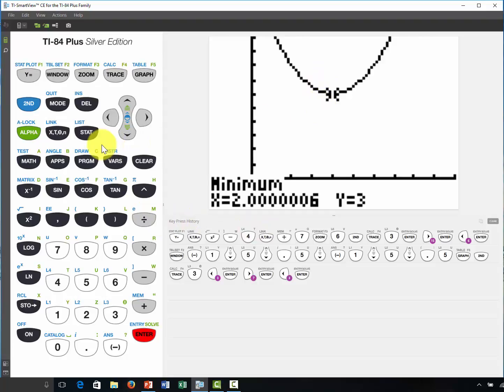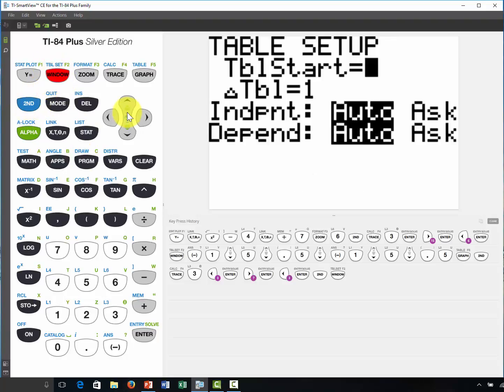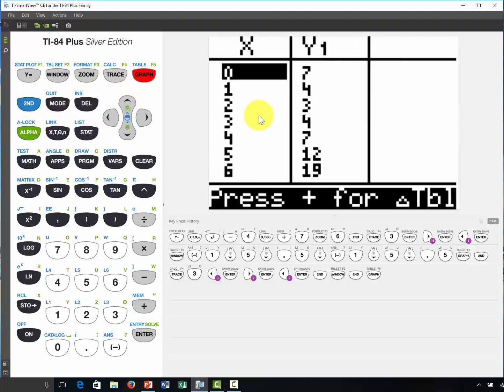Now to do this numerically, I can use my table command, and before I do that, I'm going to go to table set, which is second and window, table set. I want to start at 0, that's correct, and I want to count by 1. So let's see what it looks like numerically. So the table command is second and graph, and we're starting at 0.